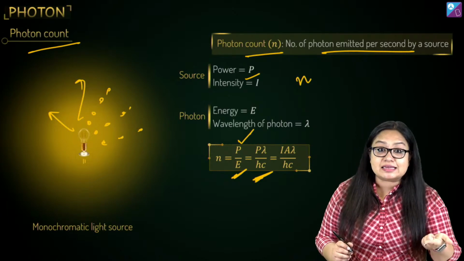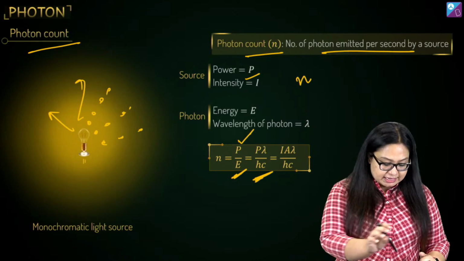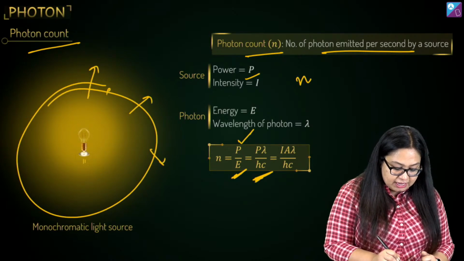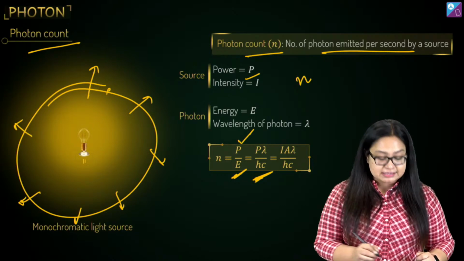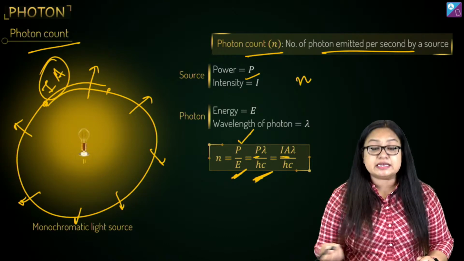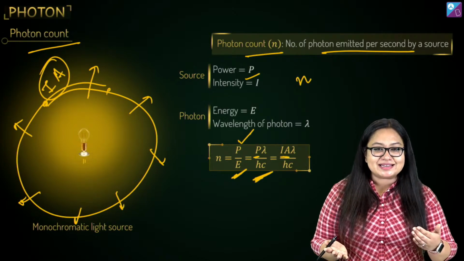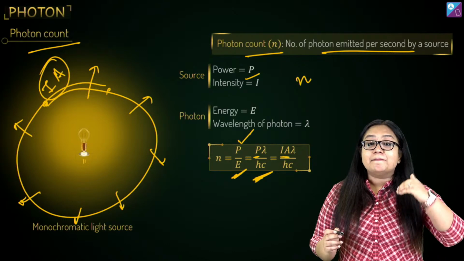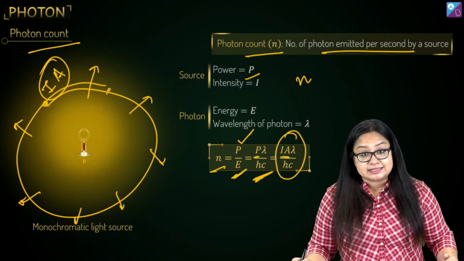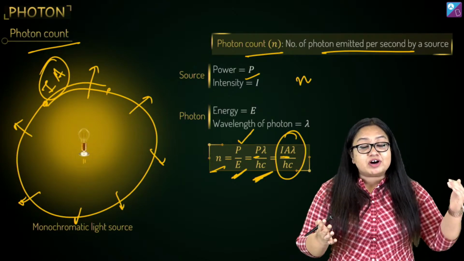Power can also be written as intensity into area. At any given instant, if this is the area through which light is coming out, and I want to find N over here, then intensity multiplied by area will give me power. So I can replace power with intensity into area as well, because you all know the basic definition of intensity: energy per unit area per second. There we go. N, the photon count, comes out to be I A lambda by hc. Do remember this.